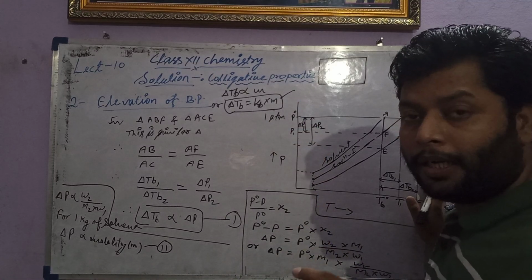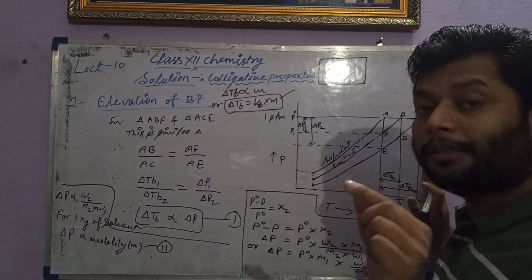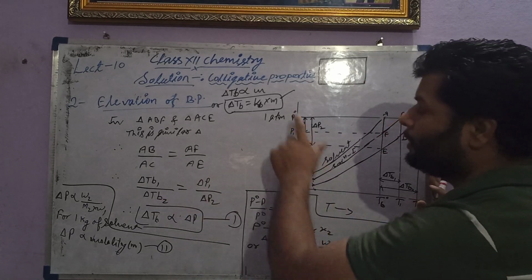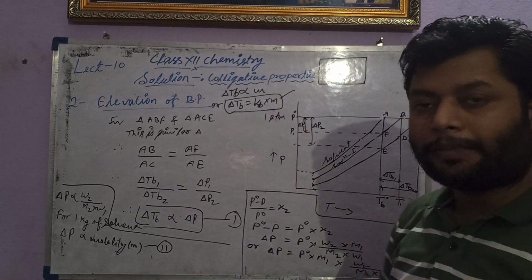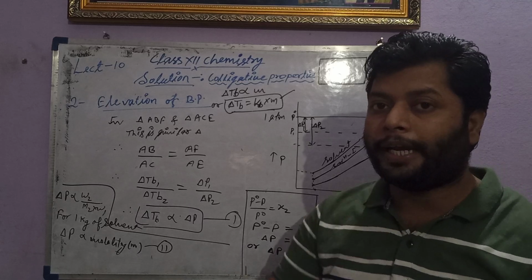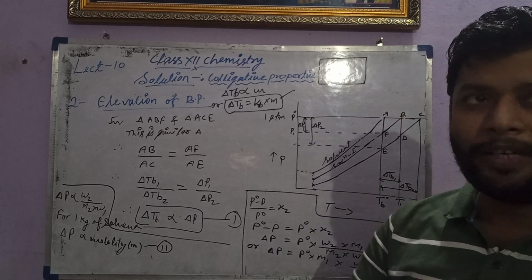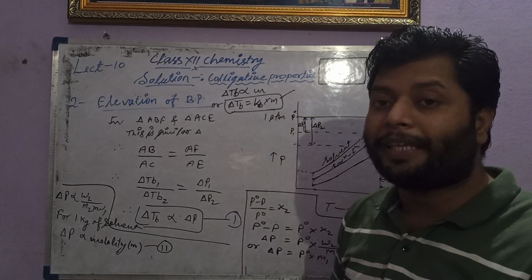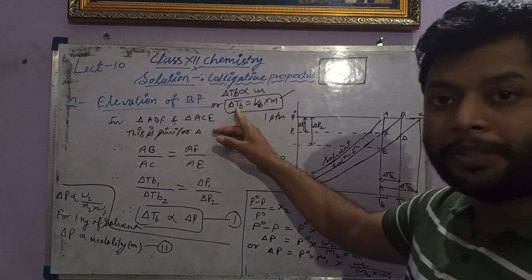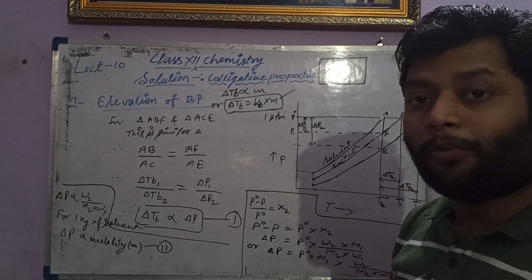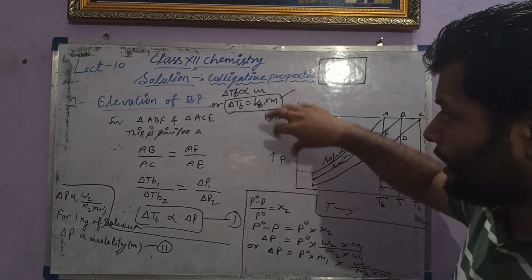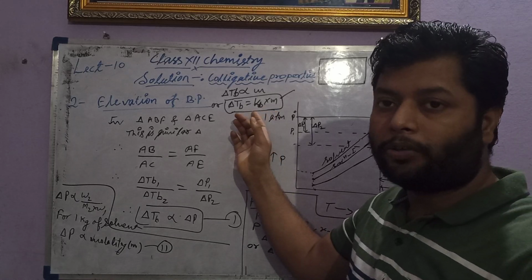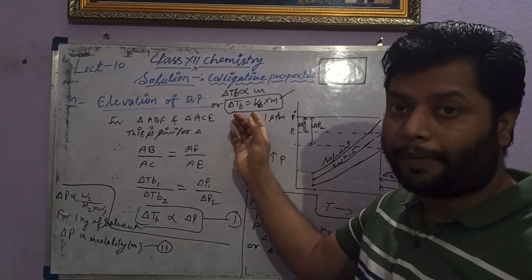Molality is given by the formula W2 into 1000 upon M2 into W1. For example, you have to learn that Kb for water is 0.52. You can work out the unit of Kb, because delta Tb is temperature in Kelvin and molality is mole per kg.